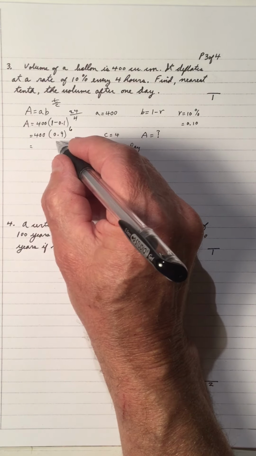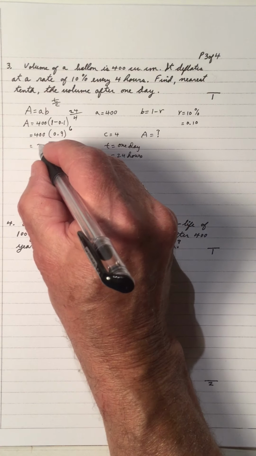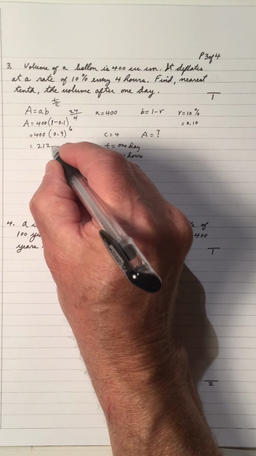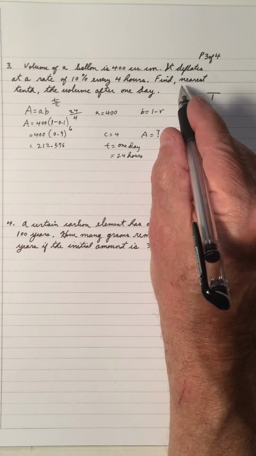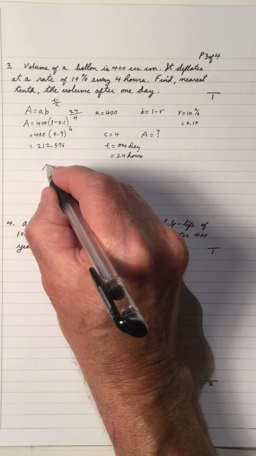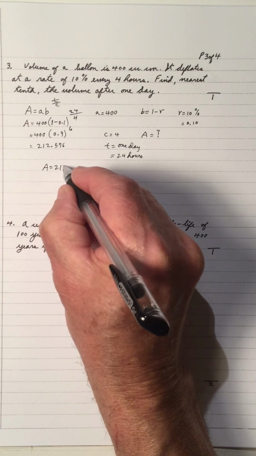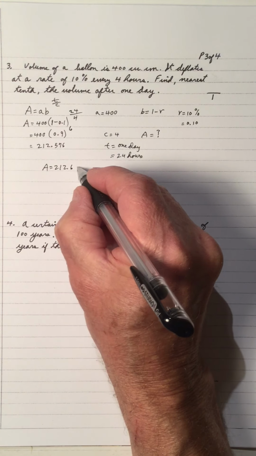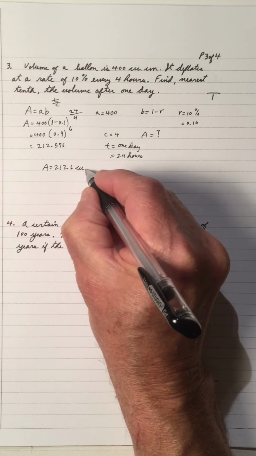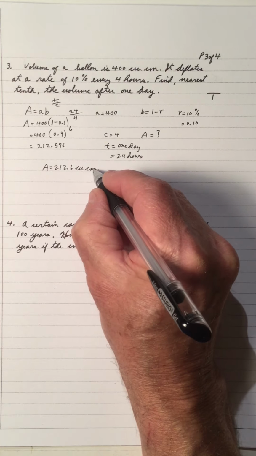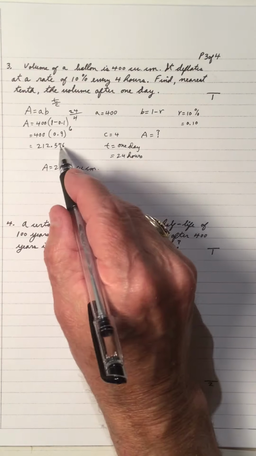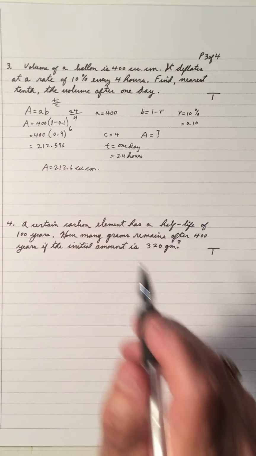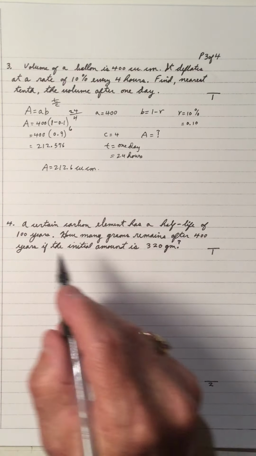And when we plug that into our calculator, we get 212.576. And we have to round it to the nearest tenth. So it's 212.6. And that's cubic centimeters. And I'm assuming you know how to enter this in a calculator. We showed you that before.